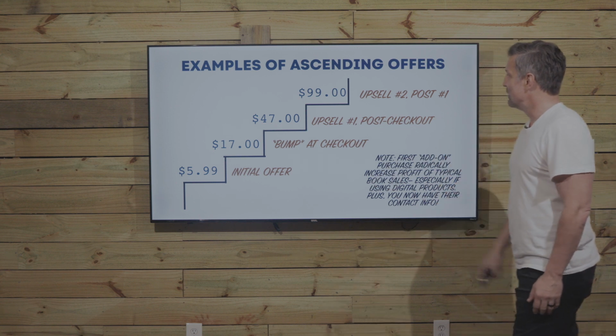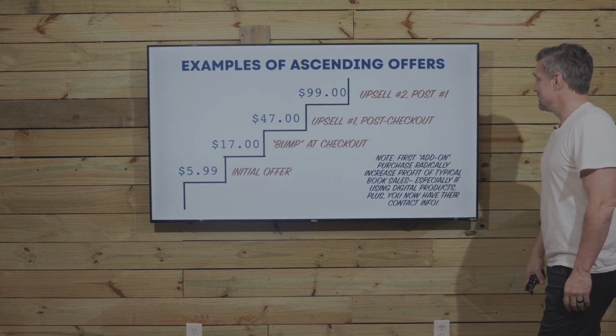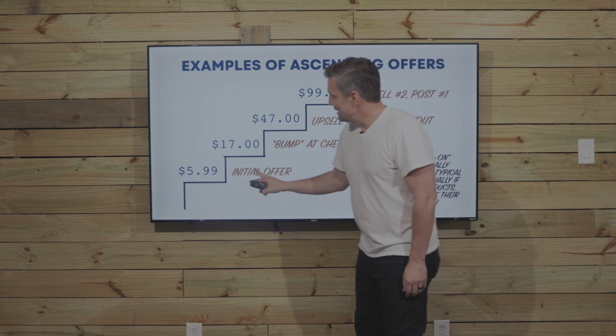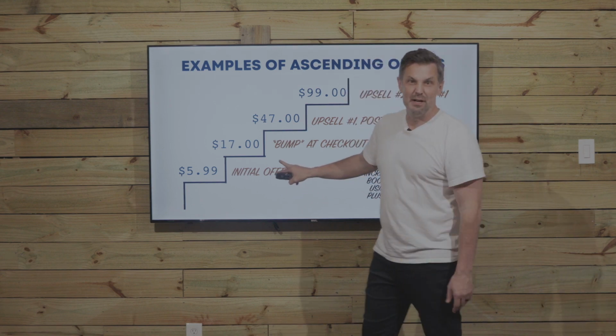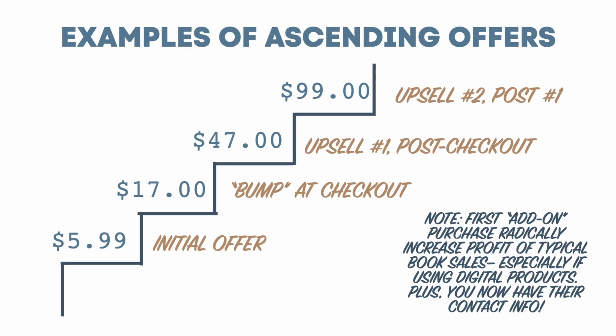So let me give you an example, and he actually drew this out. Suppose we start with an initial offer of $5.99. And then at checkout, we offer a bump. I'll explain what a bump is in just a moment. 15 to 20% of the people take that. And then after they check out, you go to another offer. So they upsell. Maybe it's a video course or something that's related. 15 to 20% of the people who took the bump take this.